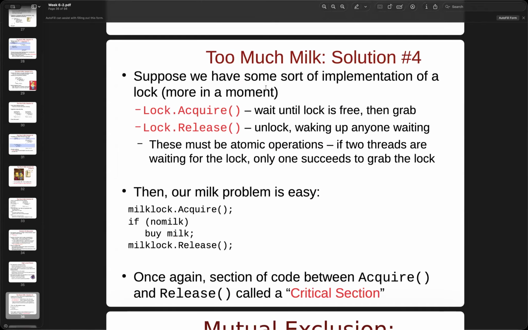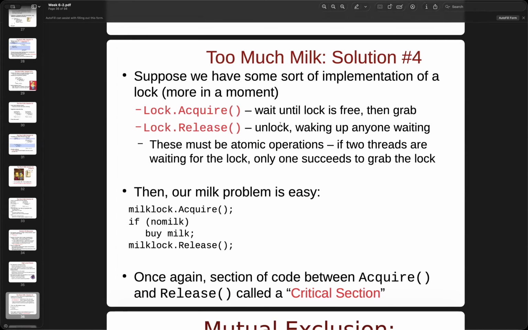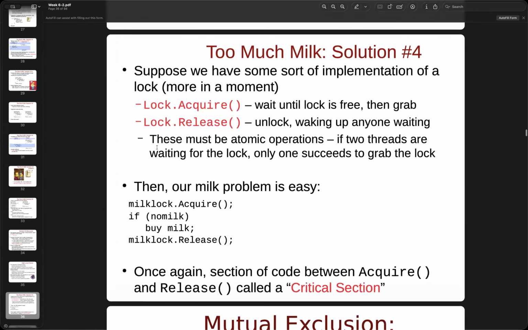Suppose we have some sort of implementation of the lock. More in a moment. Let's say we have lock acquire and lock release. Acquire will wait until the lock is free, then we grab it. If we release it, it unlocks, waking up anyone who is waiting. One thing to note is that these should all be atomic operations. If two threads are waiting for the lock, only one succeeds in grabbing it.